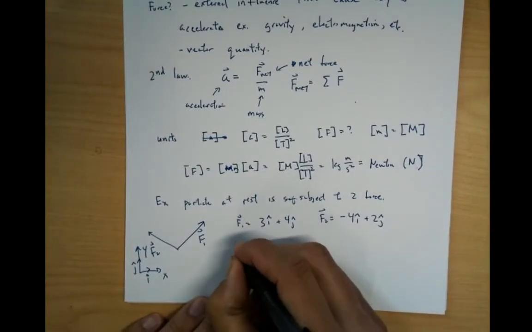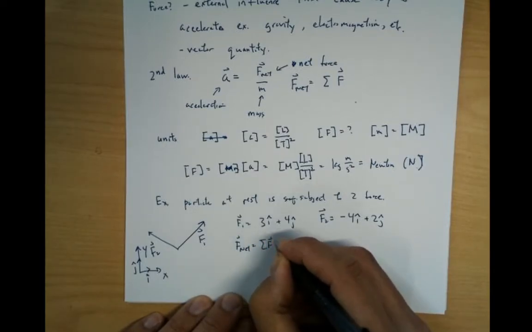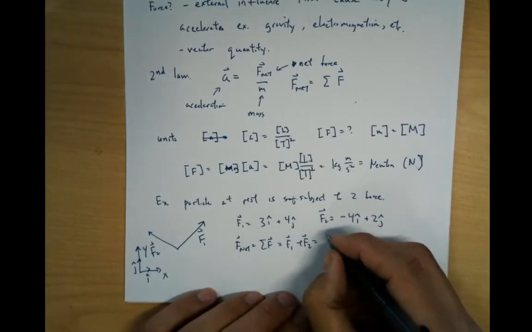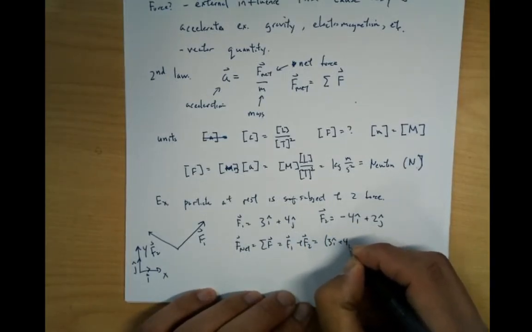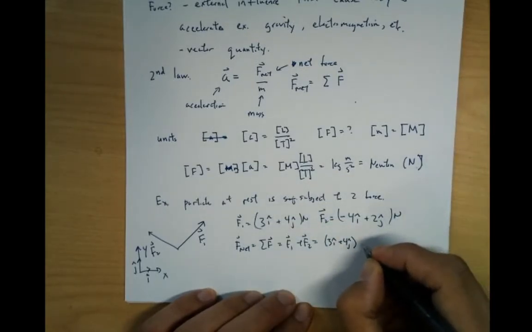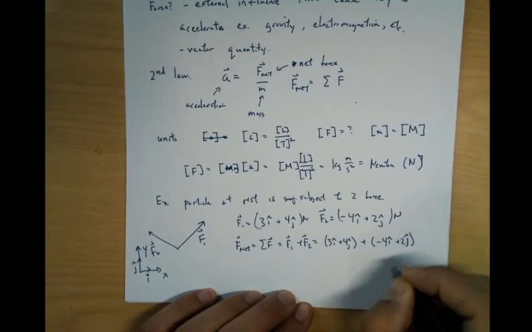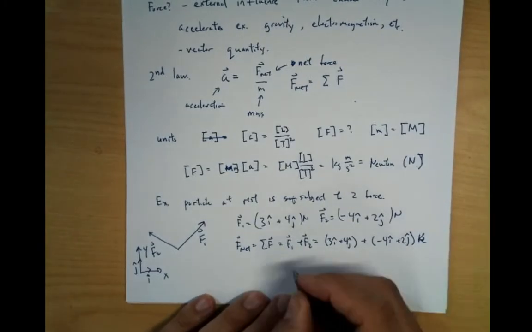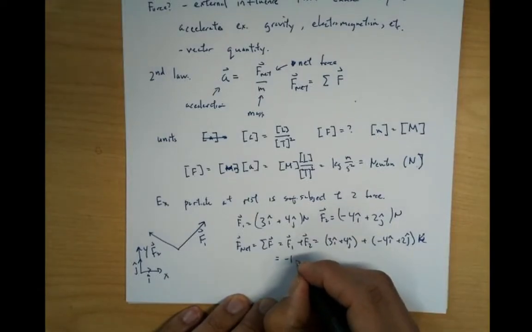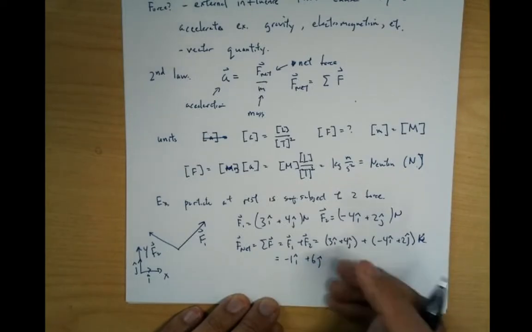So what's my net force? My net force is the sum of all the forces, F1 plus F2. So that's 3 i hat plus 4 j hat, these are newtons, of course, plus minus 4 i hat plus 2 j hat newtons. So this is going to equal 3 plus minus 4, which is minus 1 i hat, and 4 plus 2, which is plus 6 j hat.